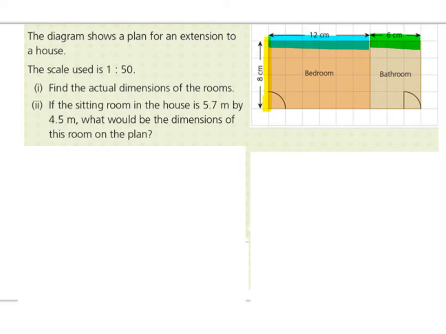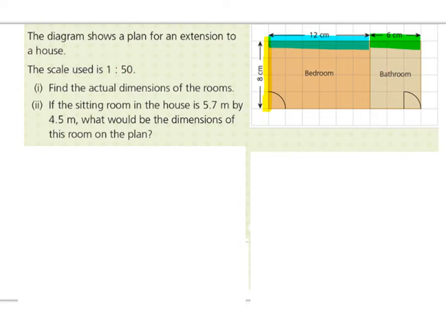Obviously the bedroom won't be 8 centimeters in real life because that would be tiny and a person couldn't fit inside it. And the width on the plan is 12 centimeters for the bedroom, and the width on the plan for the bathroom is 6 centimeters. So this is a small plan drawn in centimeters. The scale of this plan is 1 to 50.